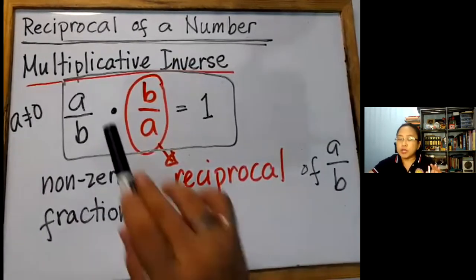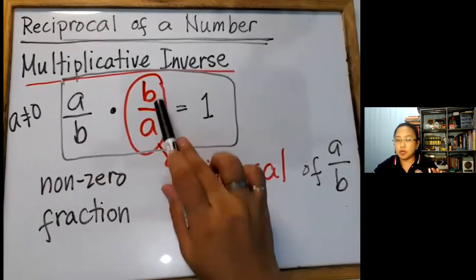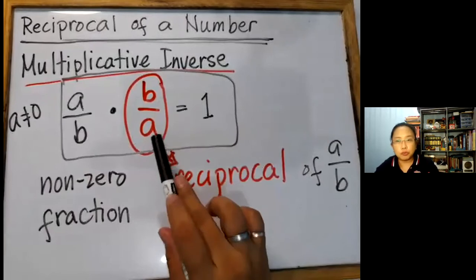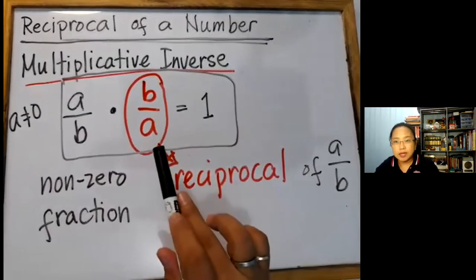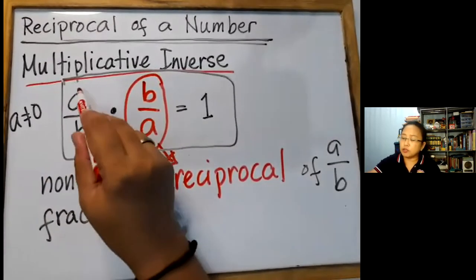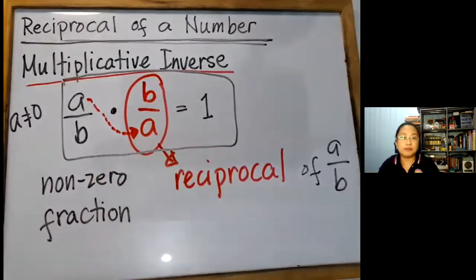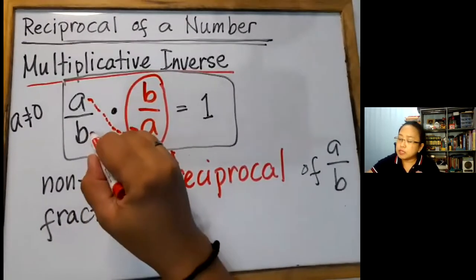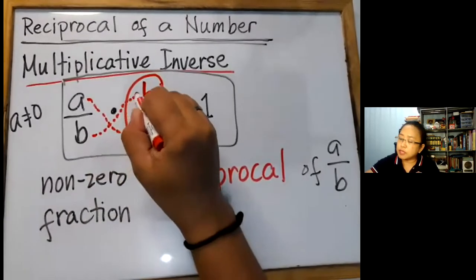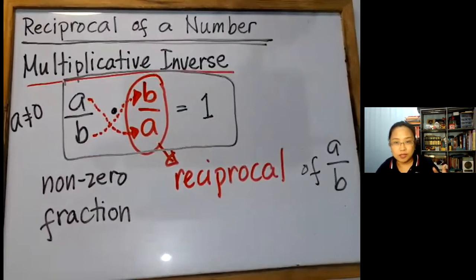Okay? So, meron tayong A over B. Ang reciprocal niya ay B over A. So, paano kinukuha ang reciprocal? Paano? So, nakita nyo, di ba? Yung A natin na numerator, napunta sa baba. While yung B na denominator natin, napunta naman sa taas. Okay? So, ganun lang yung nangyari.